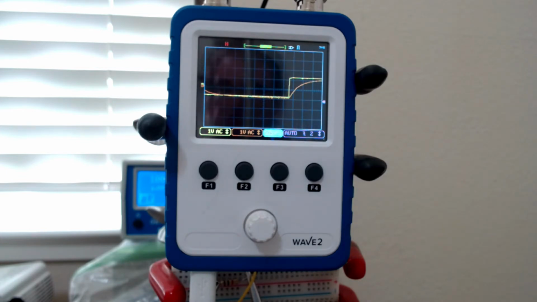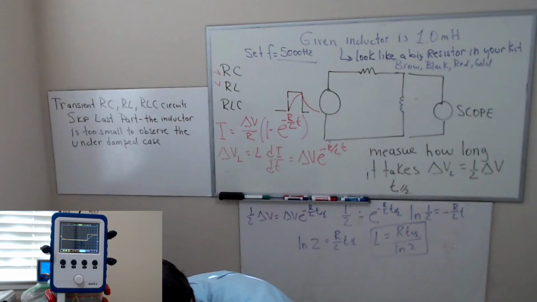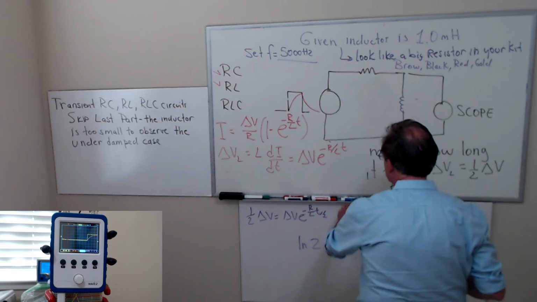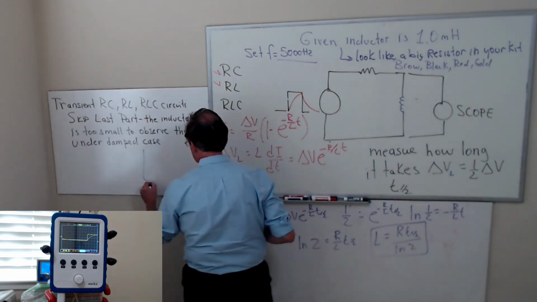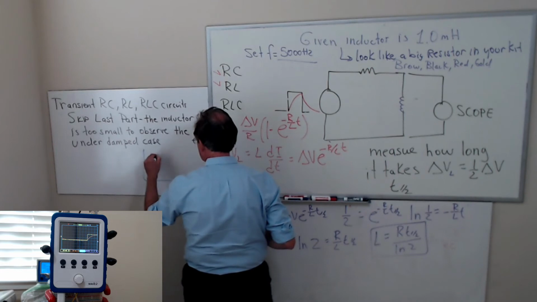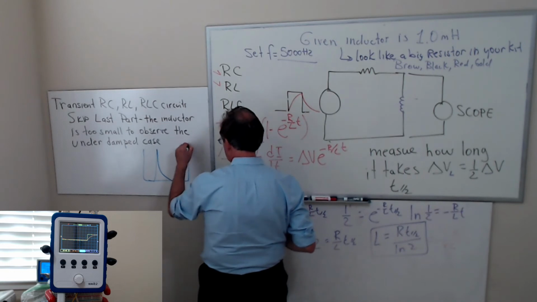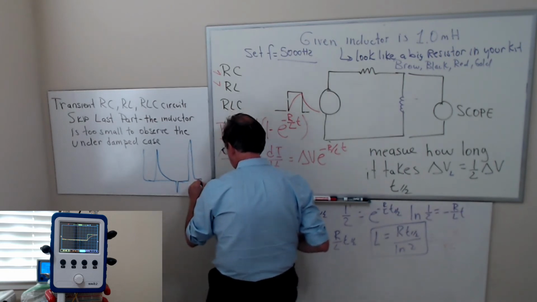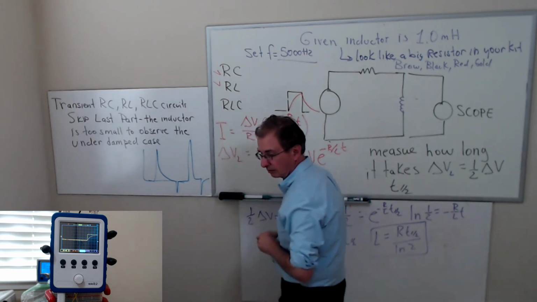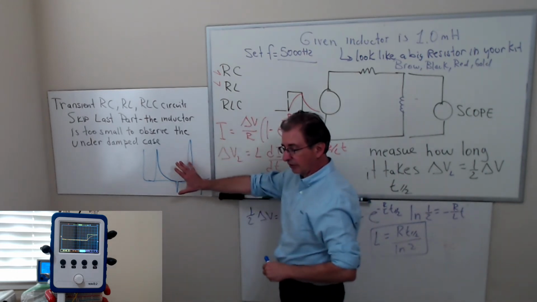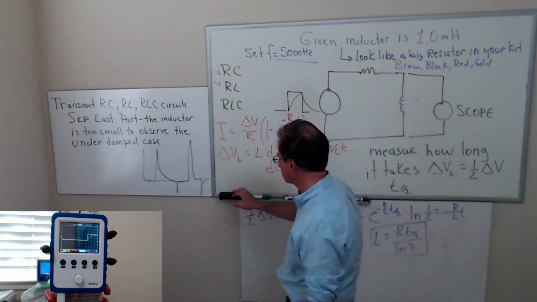What's nice about the 2-channel one is you can compare the power supply to the voltage across the inductor or the resistor. In fact, I have it hooked up across the resistor. If you have it hooked up across the inductor, the voltage looks more like this. It just spikes up. So if you have a hard time with the inductor, then just look at it across the resistor in part 2.